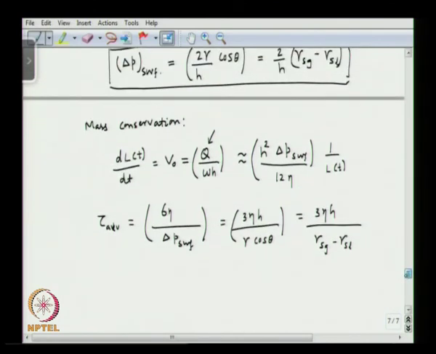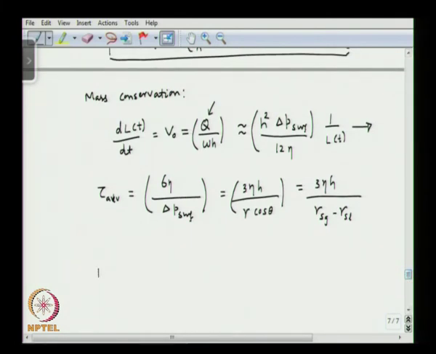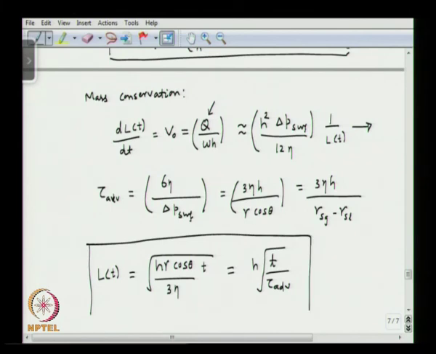You can obtain a solution for this equation. You can write L(t) equal to the square root of H gamma cos theta divided by 3 eta, times t, which you can also write as H times the square root of t divided by tau advance. So, here you see that the advancement takes place as the square root of t.